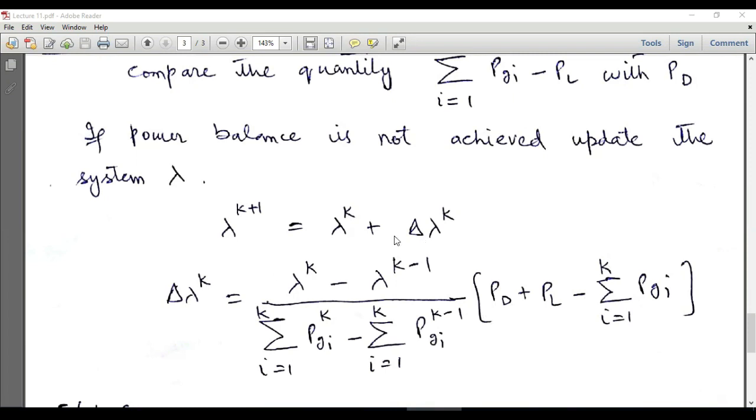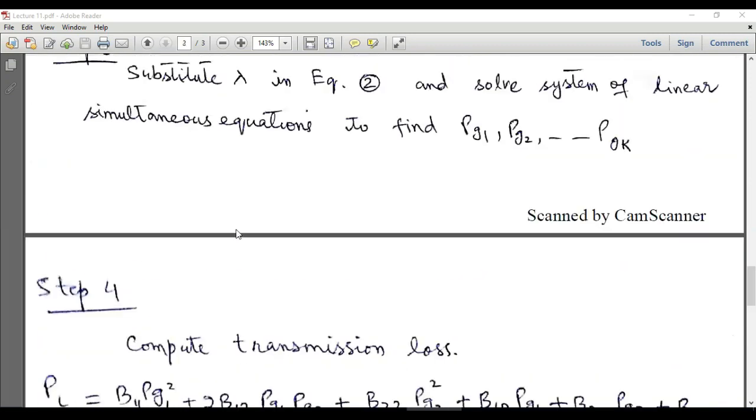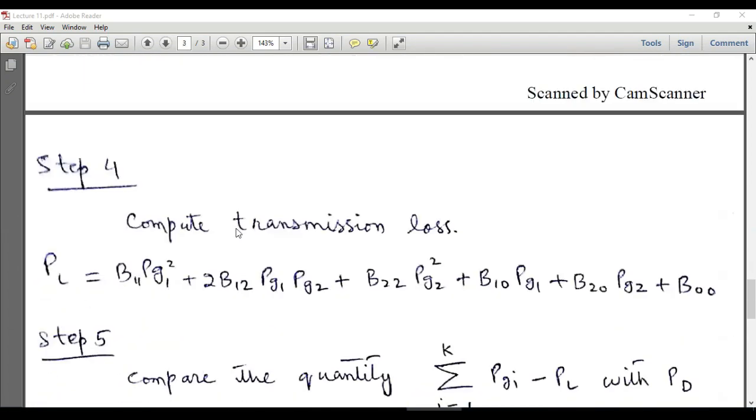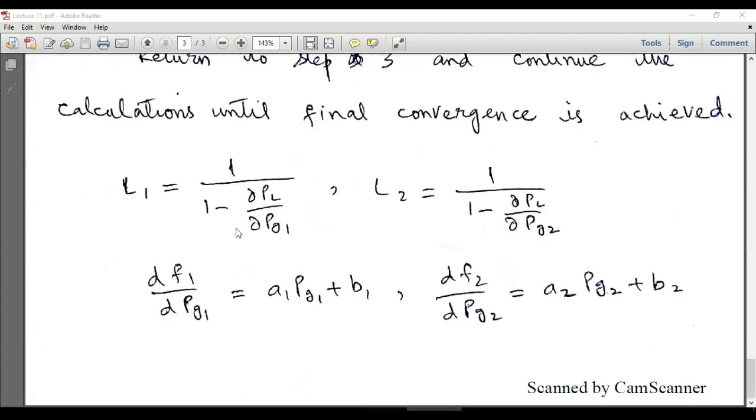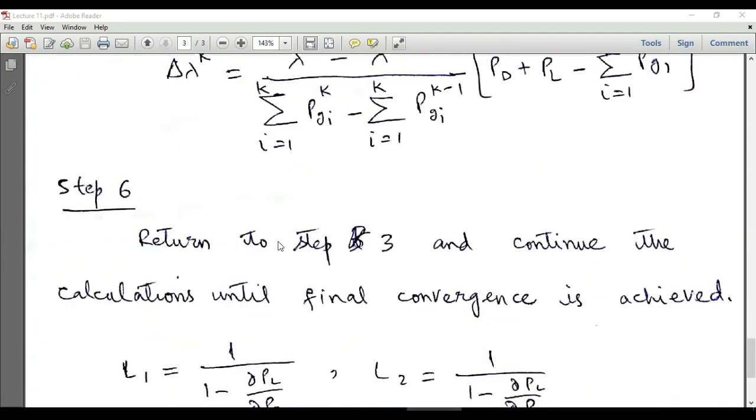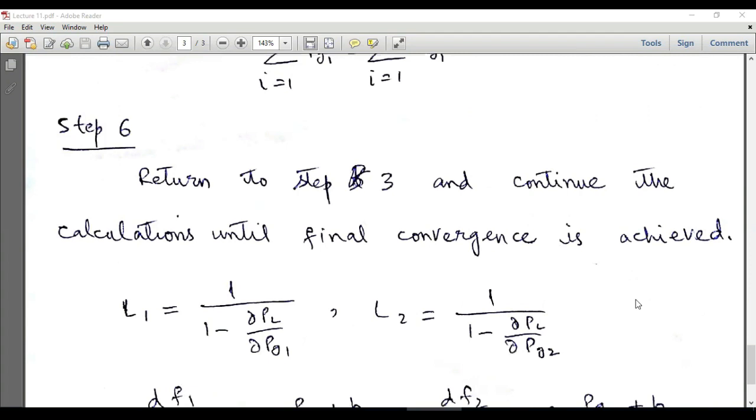That delta lambda will be added to the previous lambda to evaluate the new lambda, and based on this new value of lambda, we will again solve equation number 2 and calculate the PGs again. So return to step 3 and continue the calculations until final convergence is achieved.